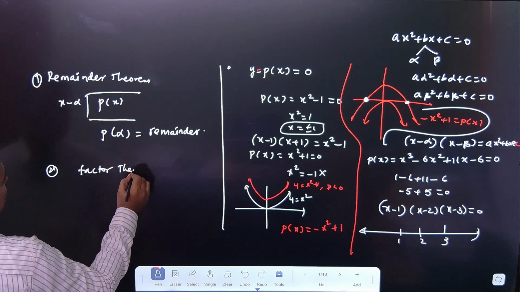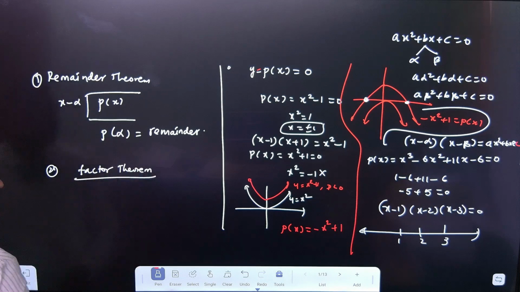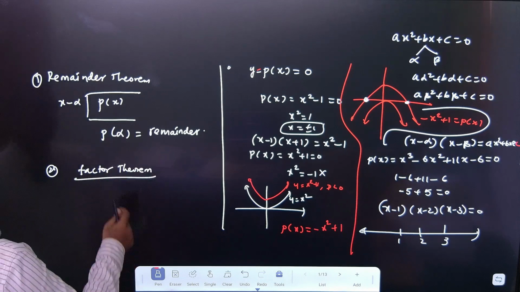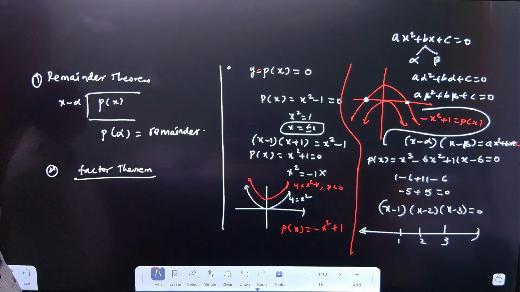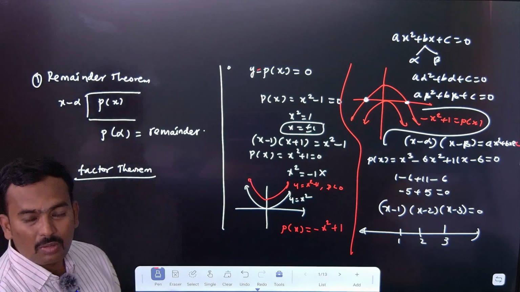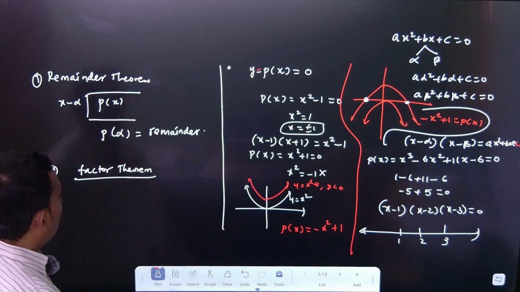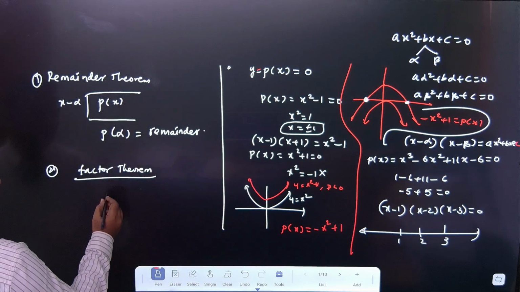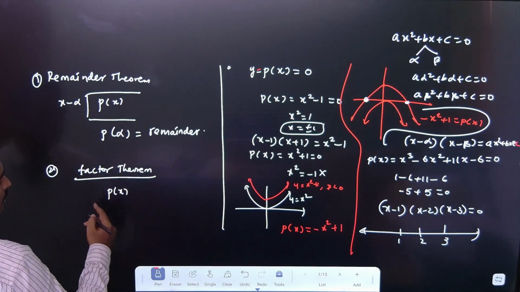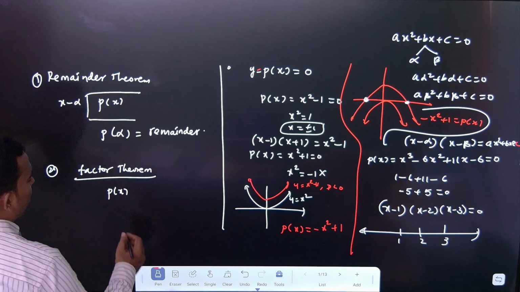Factor theorem says if you have a polynomial p of x, and you are dividing that by a linear factor, that polynomial should be of degree one or more. It should not be a constant polynomial, right? For the factor theorem also, you have to take the polynomial of degree one or more.